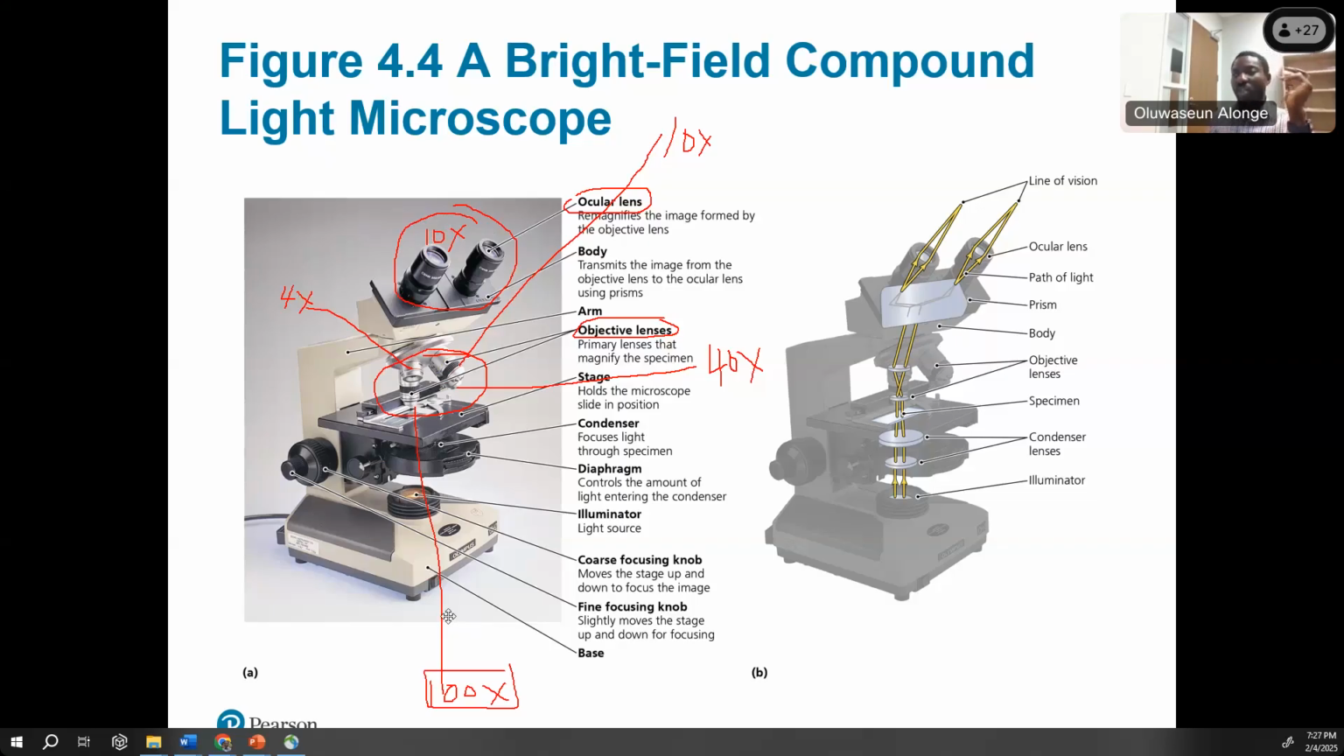So if you were looking at the high power now, what would be the total magnification for this? Can you tell me? 400x, because it's going to be 40 times 10. If I use the low power, what will be the total magnification? 100, it will be 10 times 10. And if I use the scanning, it will be 40, that will be 4 times 10x. Right? So that's the major thing I need you to know about the microscope.